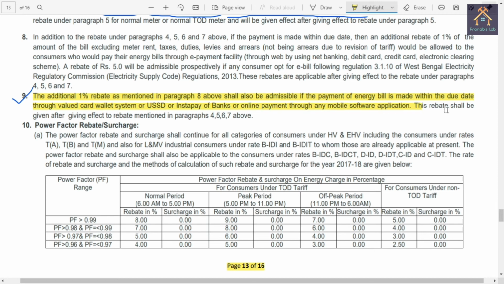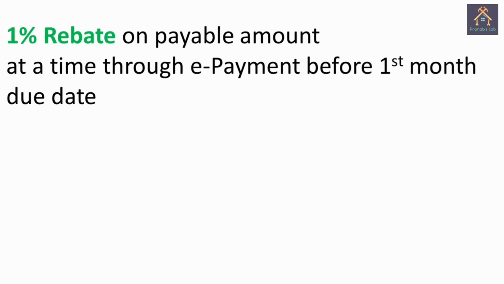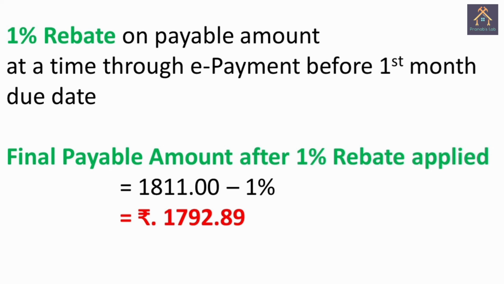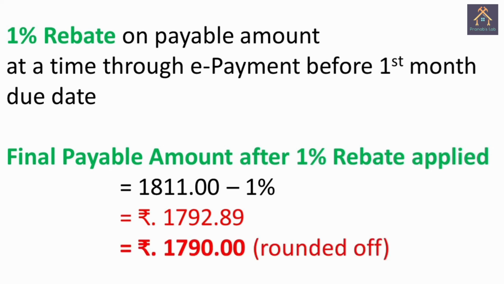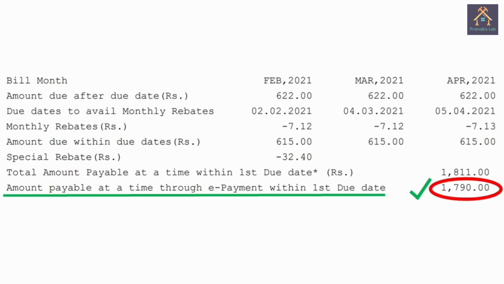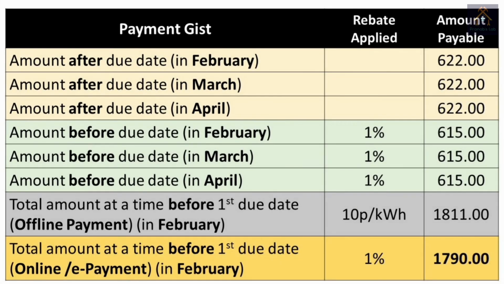This rebate shall be given after giving effect to the rebates mentioned in paragraphs 4, 5, 6, 7 above. And after applying this rebate on the payable amount at a time through e-payment before the first month's due date, it will be 1790 rupees after rounding off. In the bill you can see the amount is mentioned here, that is payable at a time through e-payment within the first due date, 1790 rupees. Here you can see the different payment options are given, so you can choose whatever you want.